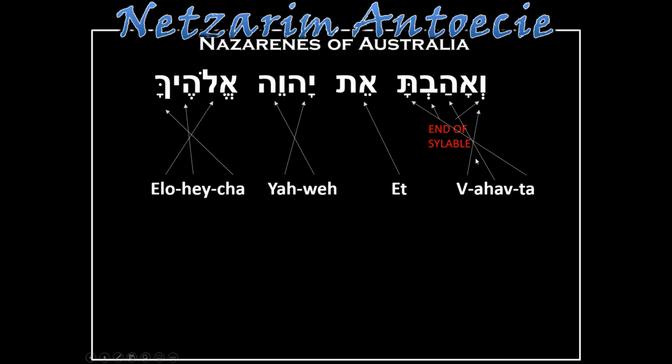And I've given arrows so that you can see where, and I've shown that that's like the end of a syllable, the beginning of a syllable, so where we see the double dots, and this is where it finishes, and that helps us reading. We know that we have to read this one separate. V, a, hav, ta. So it breaks the word up. And then we have et, which is not usually translated, and it tends to be a grammar pointer, a marker they call it. And then we have Yahweh.